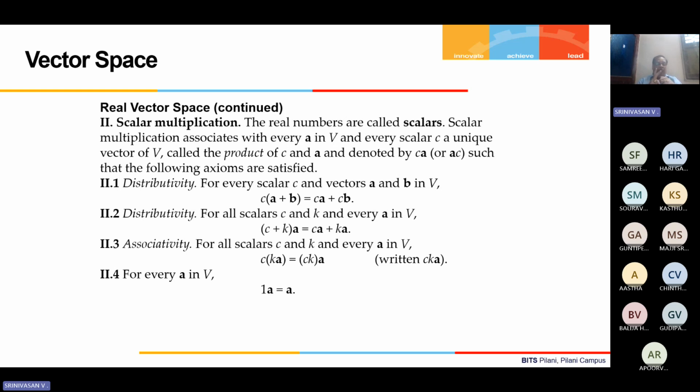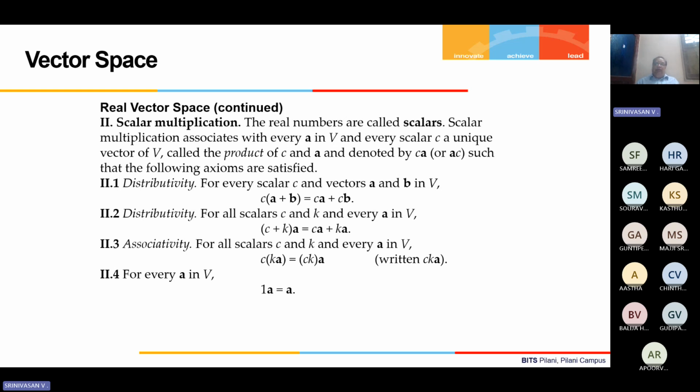Distributivity. There are two distributivities. One is for two real numbers, that is scalars, with one vector. And for two vectors, you have one real constant. The combination is different, that's all. Otherwise, both of them are distributivity. For every scalar C and vectors A and B in V, scalar multiplication C into A plus B gives CA plus CB. That is, addition of vectors multiplied by C is C into first vector plus C into second vector.